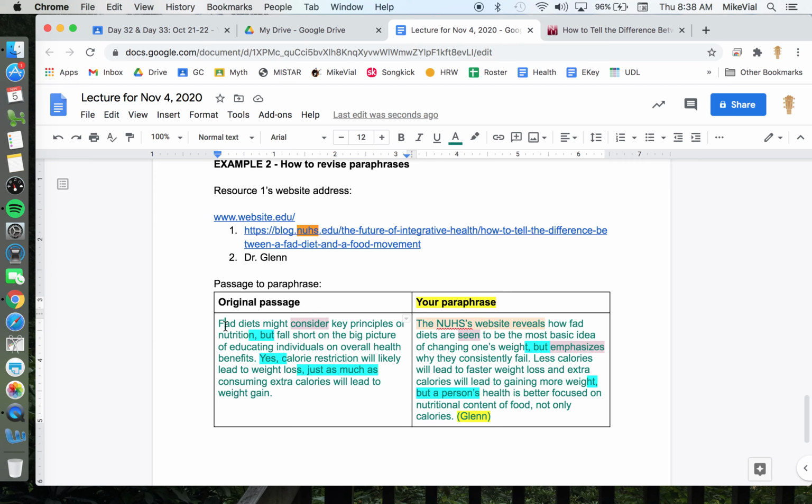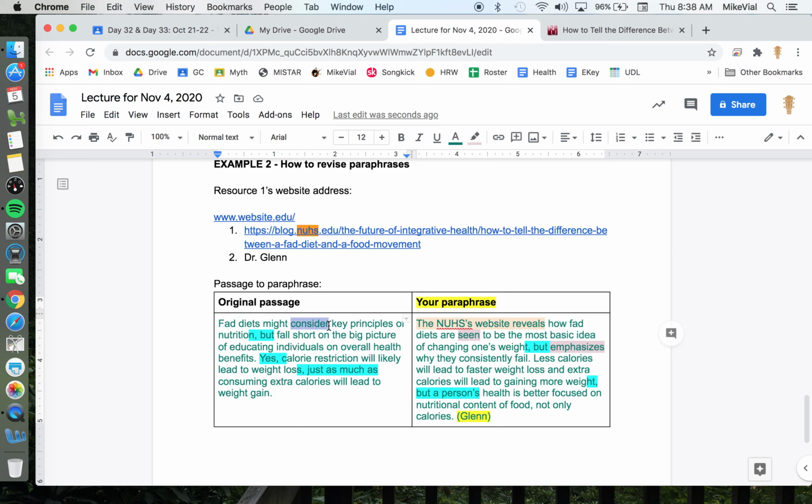Original passage. Fad diets might consider key principles on nutrition, but fall short on the big picture of educating individuals on overall health benefits. Yes, calorie restrictions will likely lead to weight loss, just as much as consuming extra calories will lead to weight gain. So this passage is saying why fad diets fail, that just looking at calories isn't enough to have a healthy lifestyle. I've highlighted this word consider.